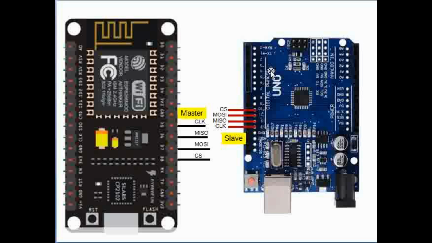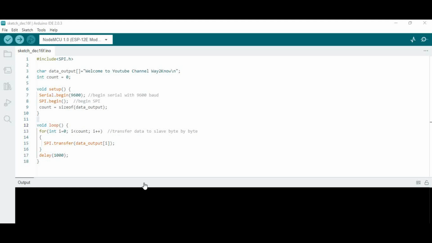So we can make this combination, and instead of using some other interface like an SPI display or a memory, we can use the Arduino board itself as a slave and talk to the ATmega chip that is there on the Arduino over the SPI interface. So let us see the code and how the SPI communication happens. Here is the sample code.